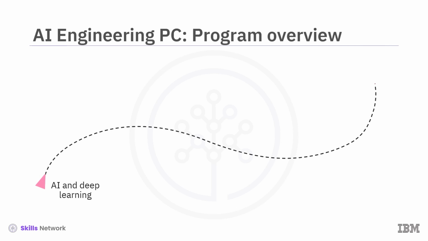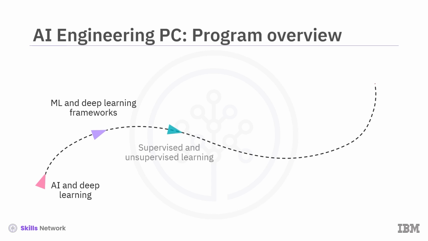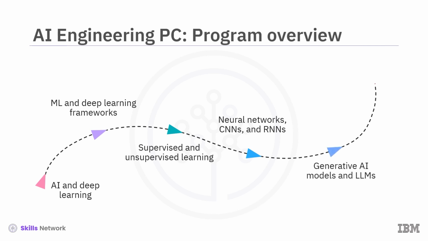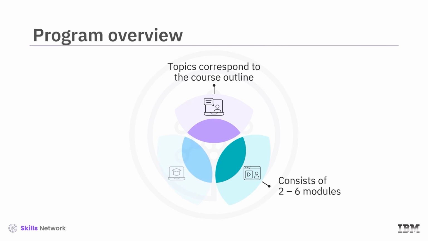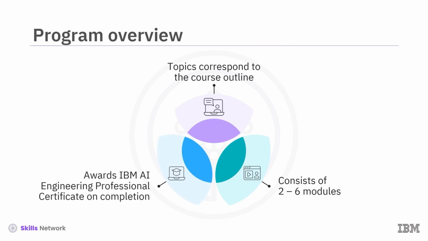The IBM AI Engineering PC covers topics and skills needed for an entry-level AI engineering role, including Introduction to AI and Deep Learning, ML and Deep Learning Frameworks, Supervised and Unsupervised Learning, Neural Networks, Convolutional Networks, and Recurrent Networks, Generative AI Models and LLMs, and working with Python libraries like SciPy, scikit-learn, Keras, PyTorch, and TensorFlow. Each topic corresponds to a self-paced online course comprising 2 to 6 modules. Completing these courses and the required projects will help you get the IBM AI Engineering Professional Certificate.